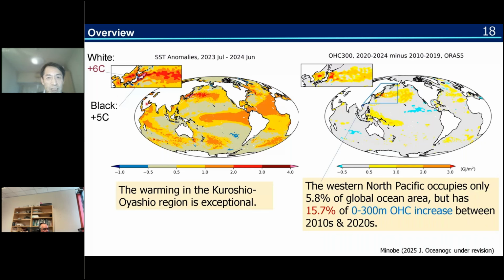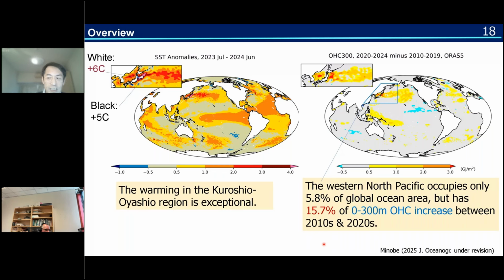before. And also, the ocean heat content difference between the 2010s and the 2020s exhibits marked warming in the Kuroshio-Oyashio regions. And actually, this region is small in the global ocean. This is just 5.8% of the area fraction, but this can explain the 15.7% of the heat content increase. So this is, I think, important in the context of global warming, ocean heat uptake and redistribution.